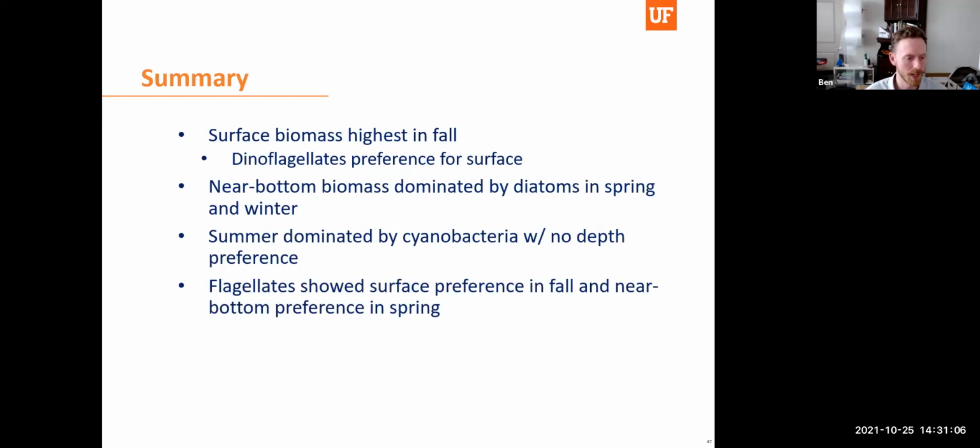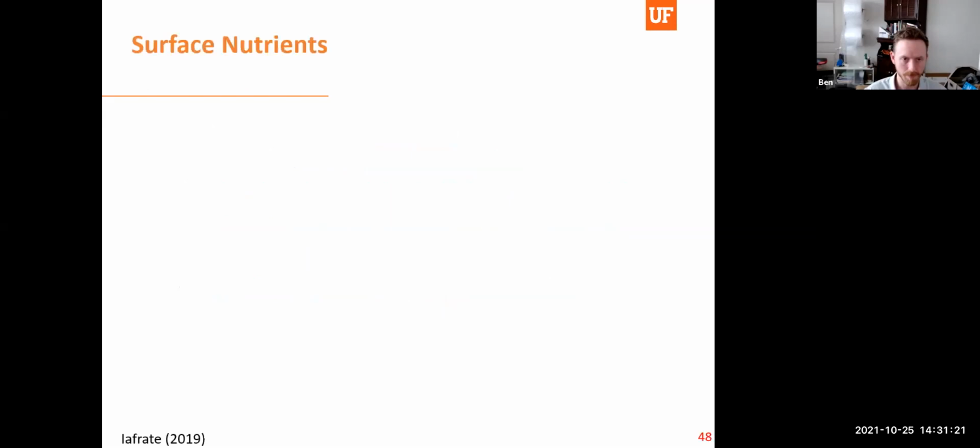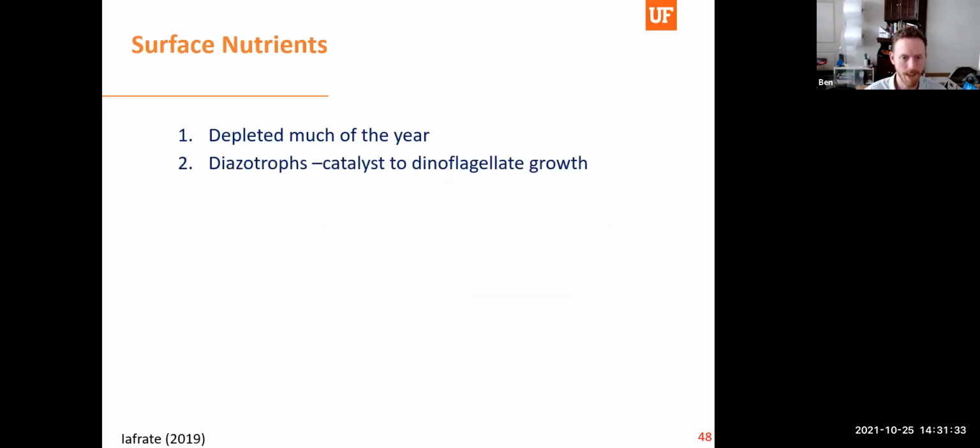And flagellates showed a varied preference for the fall surface and then the spring bottom. So as a group, they were a little bit more difficult to make conclusions from. Surface nutrients in this region were depleted much of the year, and that explains why cyanobacteria was such a high and prevalent group. This included diazotrophs, which is another name for nitrogen fixing cyanobacteria, and these could possibly be a catalyst for dinoflagellate growth. We really only had one sampling period where we saw a lot of the Trichodesmium and dinoflagellates, so it's kind of hard to make a conclusion from that, but this pattern has been seen in other studies.